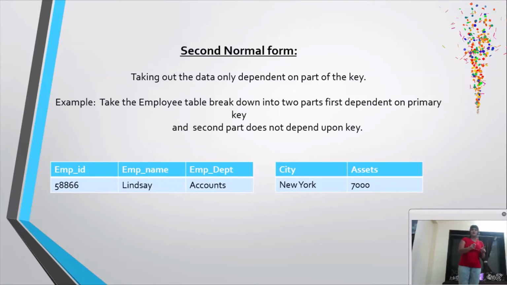So here is a table: employee ID, employee name, employee department. Here is our key, employee ID, and this employee name and city, New York, assets, and so we'll link upon this. So in that way, our second normal form will divide into two parts.